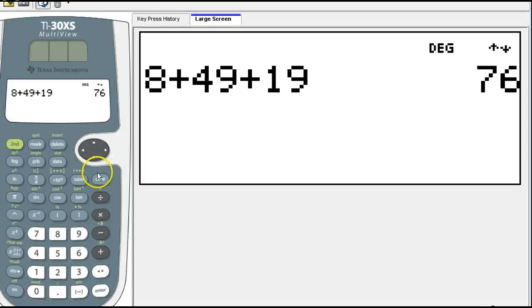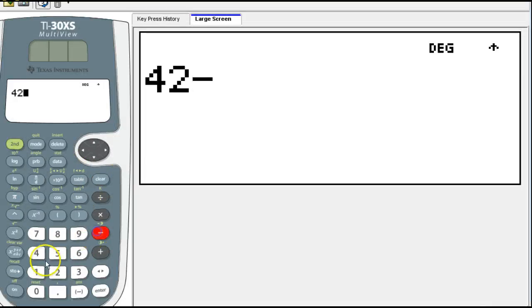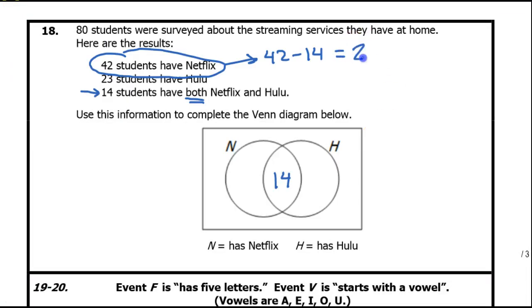So that's 28. So that tells me that I will put 28 right here in this outer part of the Netflix circle. Notice that 28 and 14 together make the 42 Netflix. These two have to add up to 42. That's why I subtracted.